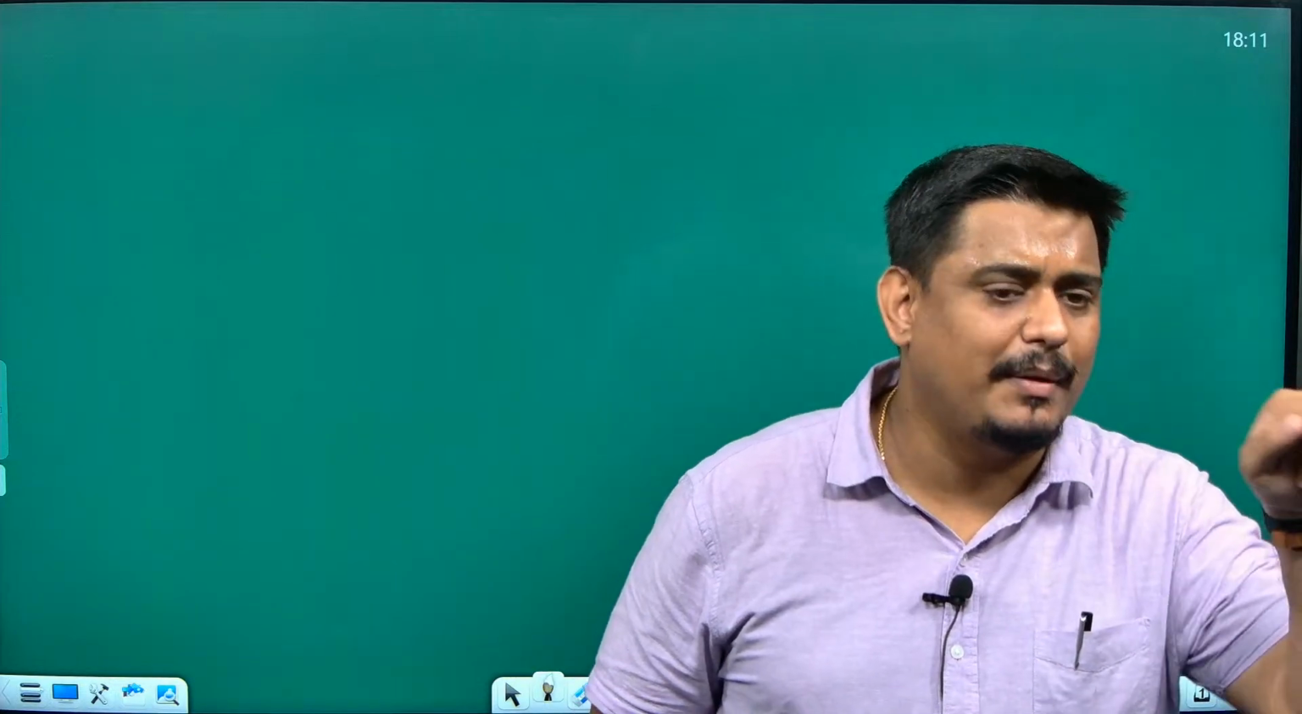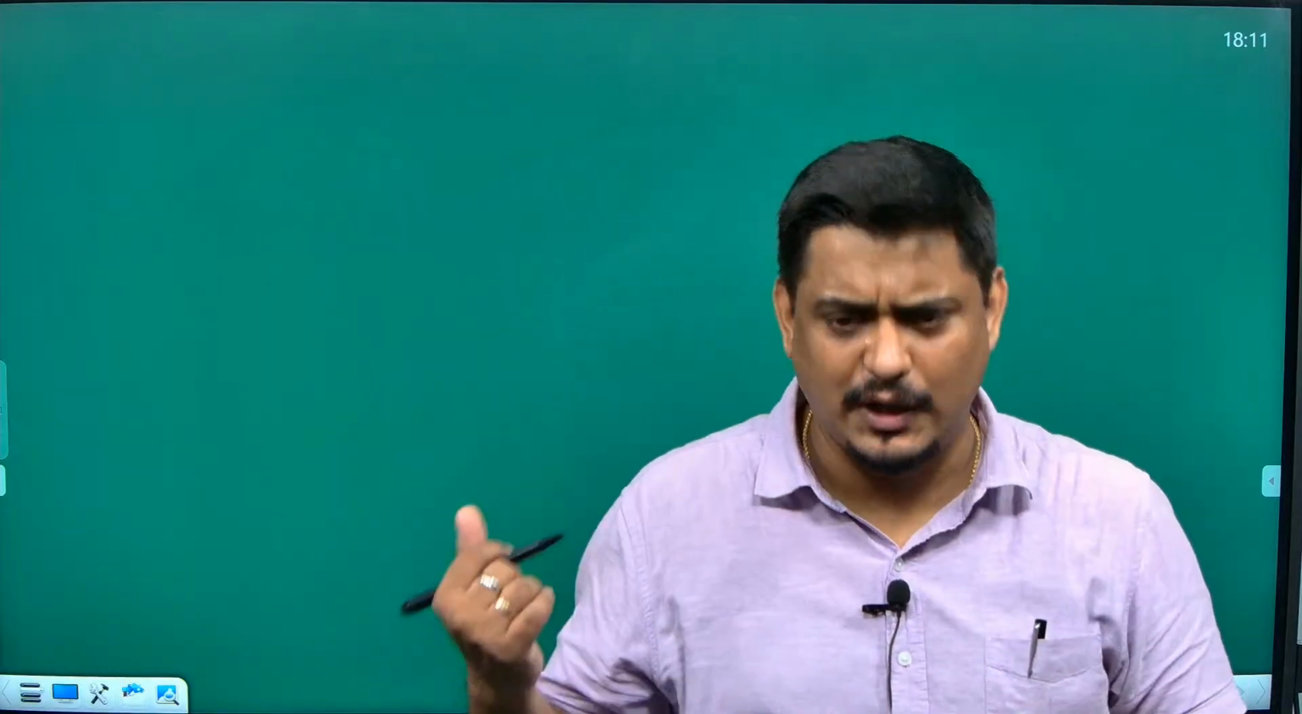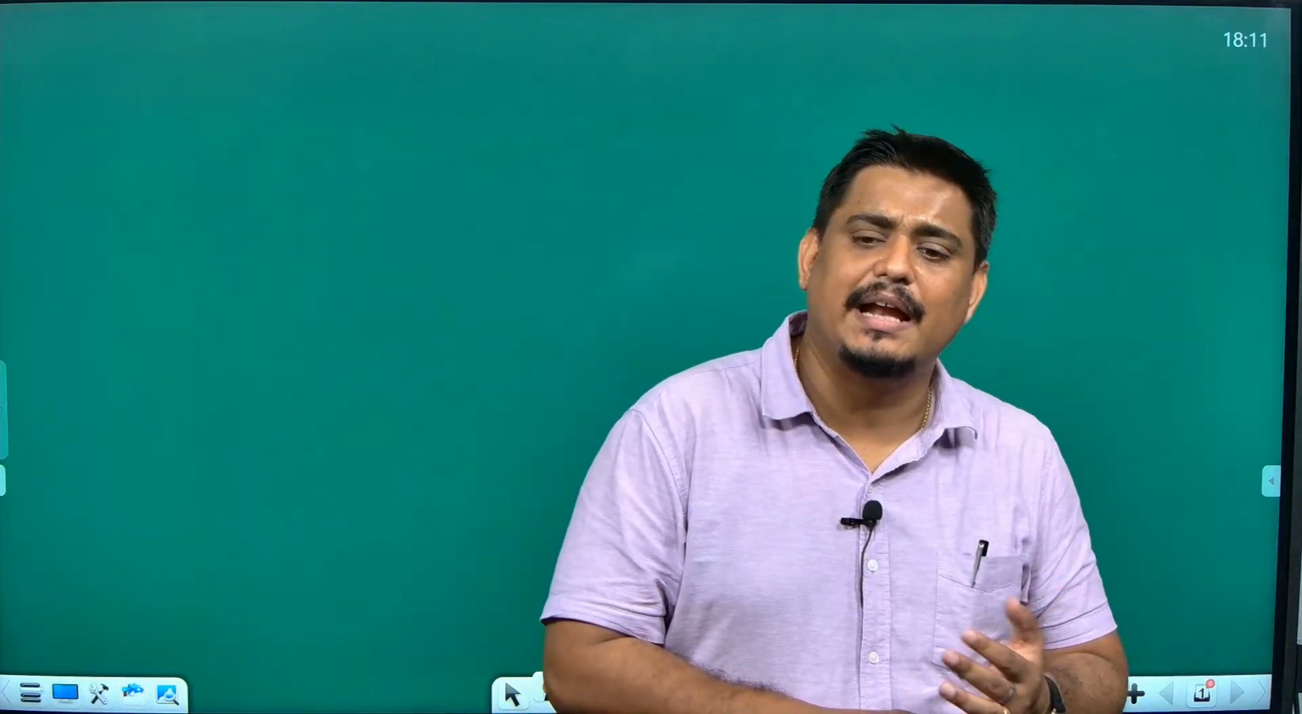Then you can put 1 by f is equal to 1 by v plus 1 by u, and instead of v you can put minus 3u. Then you get only one unknown, u, and here you have the value of f, so you can find u. Once you get u, you can find v. I hope you are getting my point. This kind of question also comes where they give you only f and magnification and ask you to find u and v.